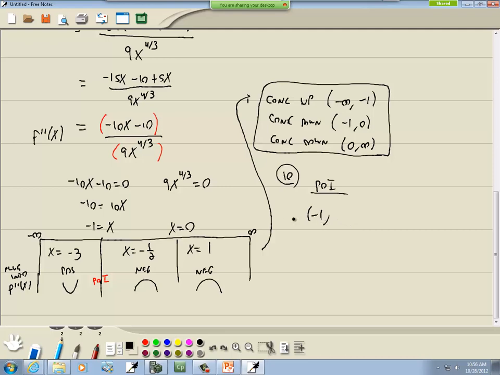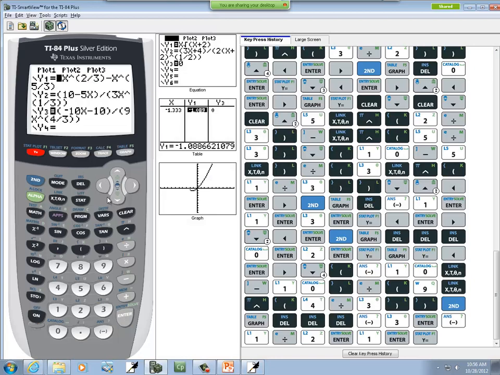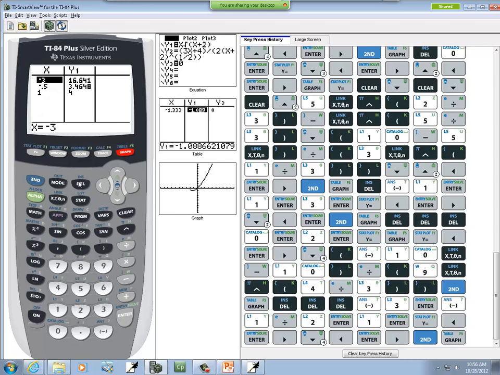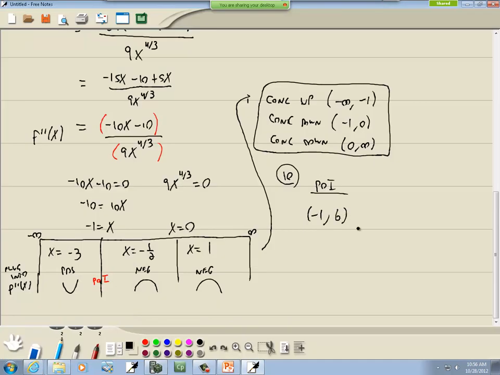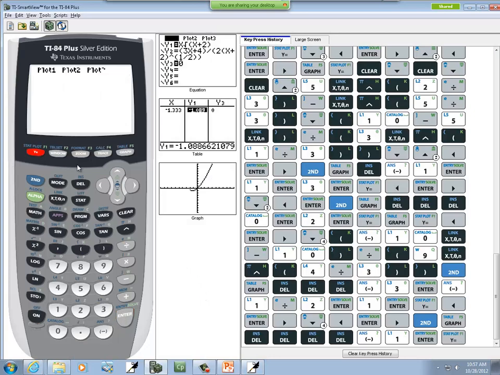We want to plug that into our original function. So I'm going to come back here, go to y equals, turn my original function on, which is y1. And I'll turn off y3. Okay, now go to second graph for table. Delete to clean those out. And we'll plug in -1. And that gives us 6. And that'd be our POI. Now for your graph, we would just sketch our first one here. And that's already turned on, isn't it? So we press graph.